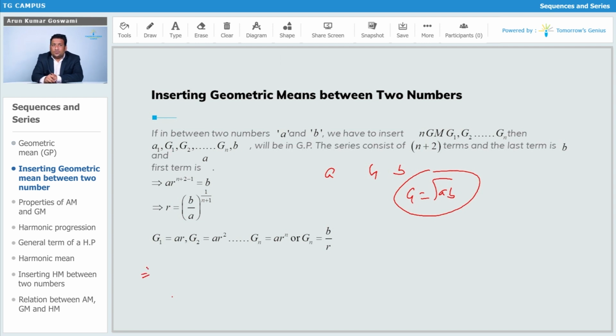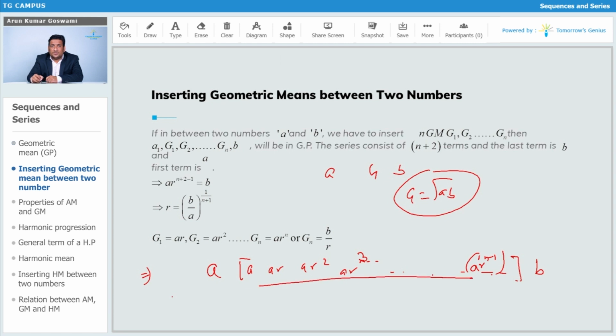If I have a as the first number and b as the last number, and inside we have the terms ar, ar square, ar cube, and so on up to ar to the power n, then basically n terms are being inserted between them. So these are n terms, and a and b are two extra terms.